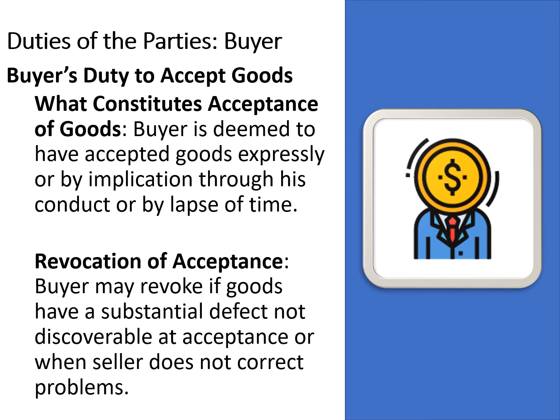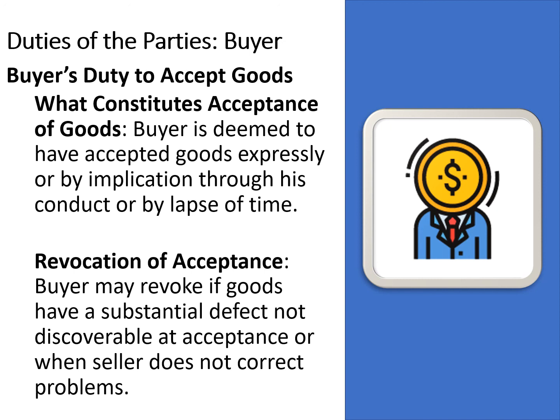Buyer's duty to accept goods. Recall, once the seller tenders the goods, the buyer has the right to inspect them to make sure that they're conforming. Once they inspect them, if the goods are non-conforming in any slight way, they can reject them under the perfect tender rule. And they have to give the seller the right to cure.